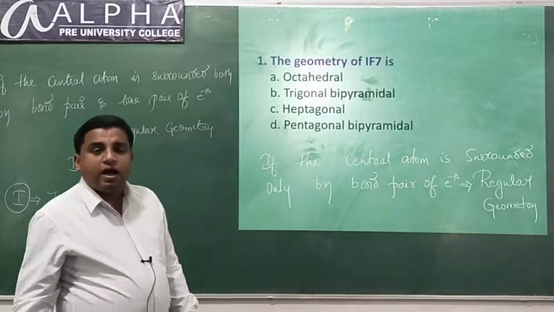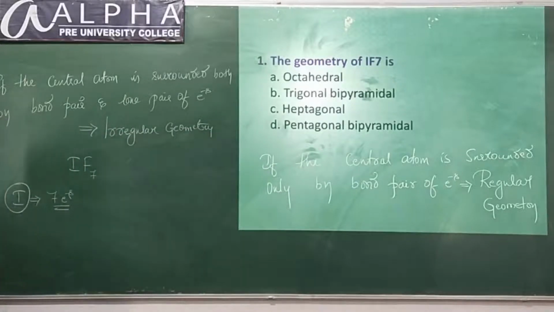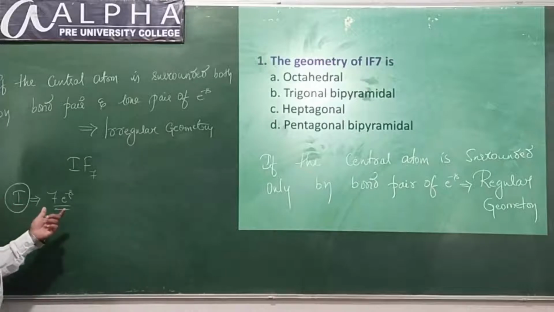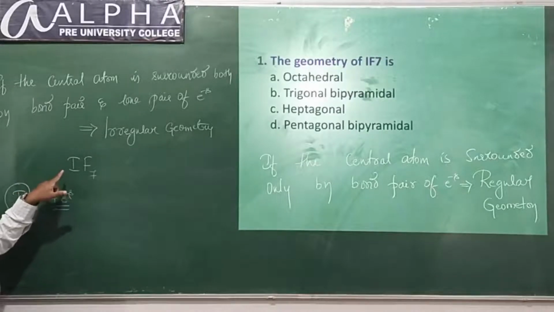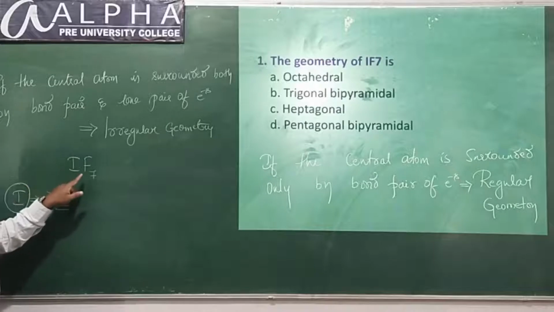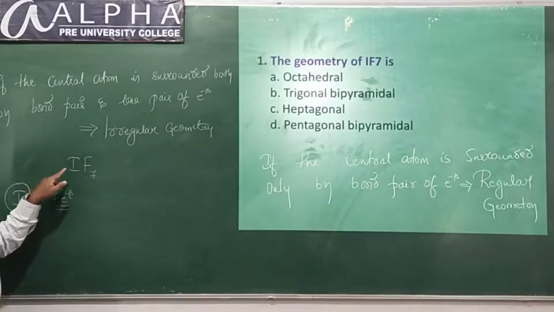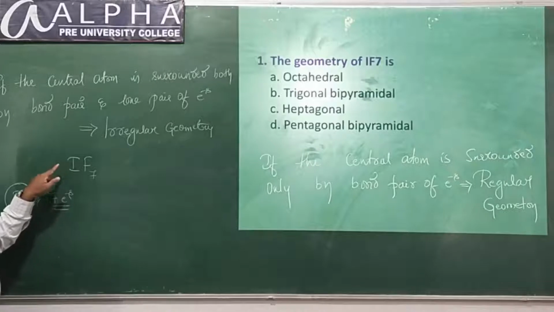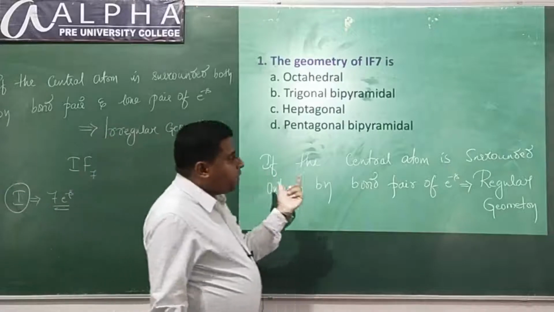Iodine belongs to the halogen family, and halogen means 17th group. For 17th group elements, the number of valence electrons is 7. So iodine has 7 valence electrons. It has shared all the 7 valence electrons with fluorine. Therefore, there is no lone pair of electrons on iodine. So it has only bond pairs. So what type of geometry is it?